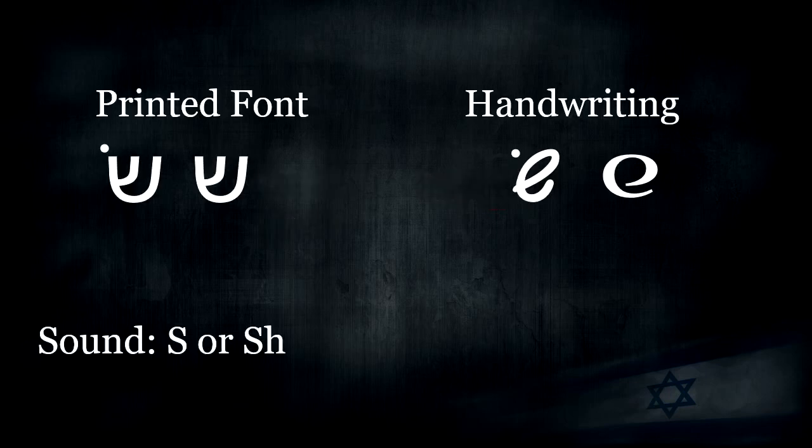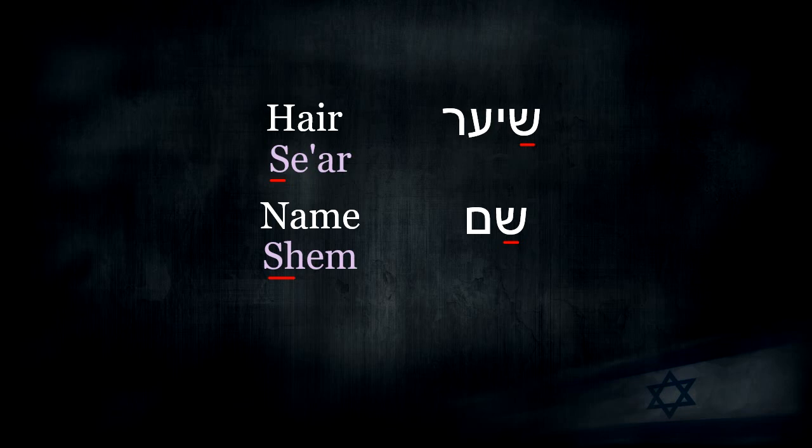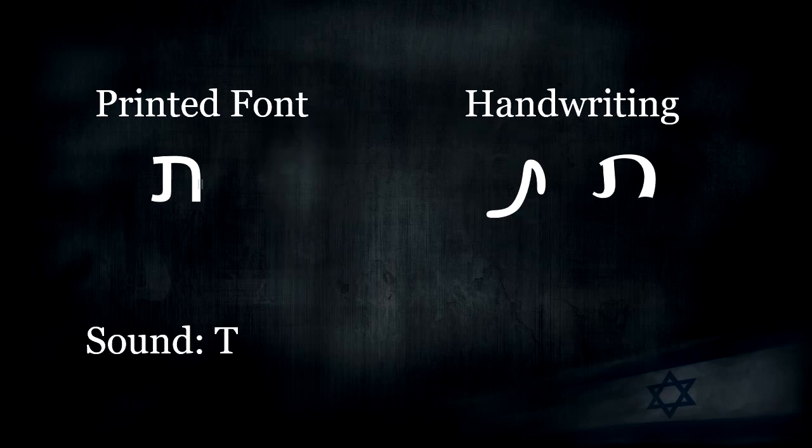Shin. It makes the sound of sa or sha. Some people put a dot at the left side of the shin to indicate the sound of sa, but advanced speakers rarely use that. For example, se'ar, that means hair. Shem, that means name.